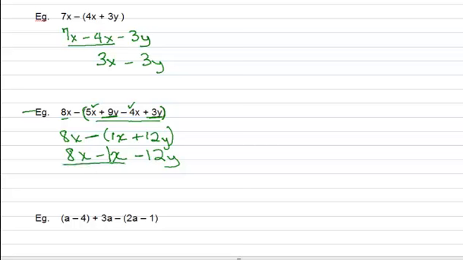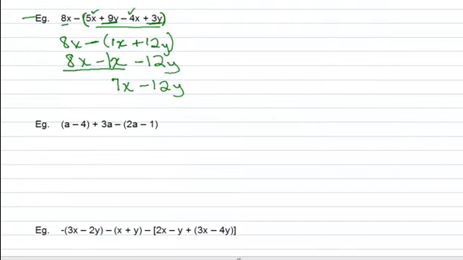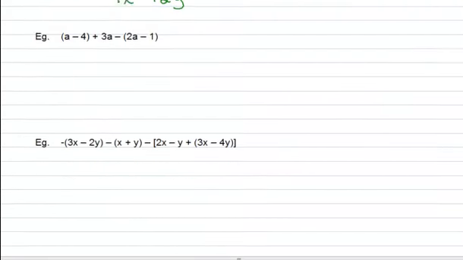There's my like terms sitting together, so I've got 8x minus 1x, so we get 7x. Again, I see that I don't have any more like terms, so I'm done.